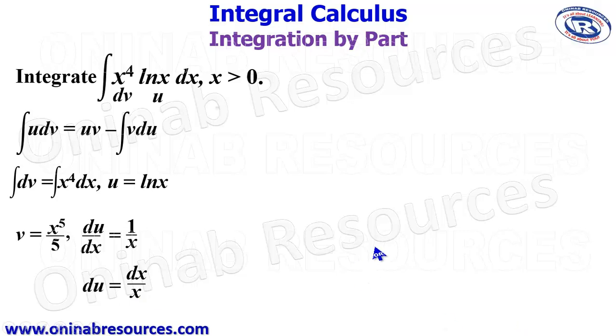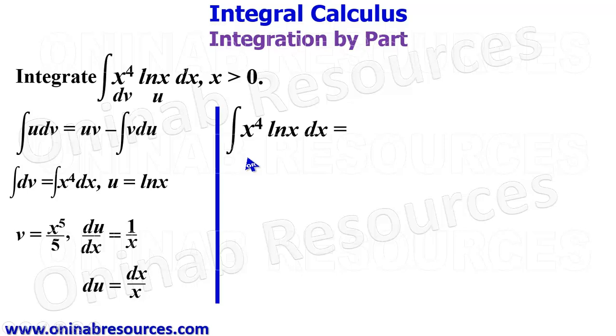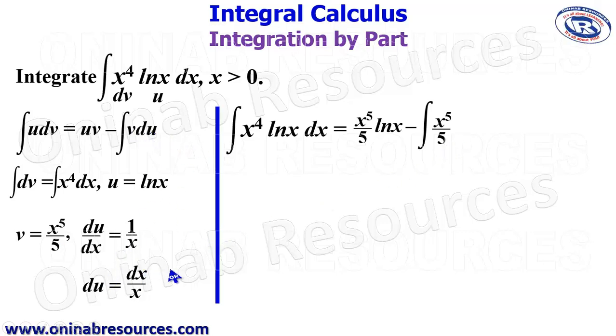We then go ahead to integrate the function. The integral of x raised to power 4 ln x dx will be equal to, we need to substitute in uv. Our u is ln x and our v is x raised to power 5 over 5. So we have it as x raised to power 5 over 5 ln x, then minus the integral of our v, which is x raised to power 5 over 5, then du, and our du is dx all over x.